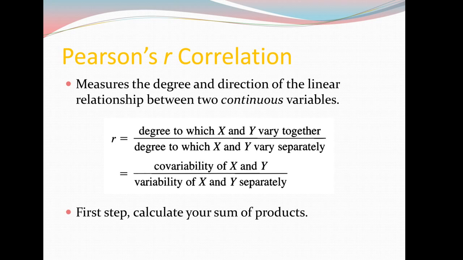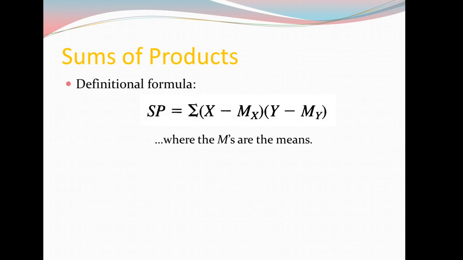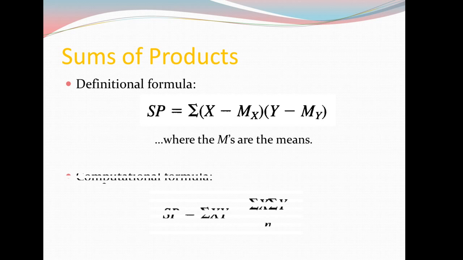First step to do this, we calculate your sum of products. The definitional formula is here, where the sum of products equals the summation of x minus the mean sub x, multiplied by the y minus the mean sub y, summation, where the m's are means. And there's a more simply derived computational formula where you take the summation of xy minus the summation of x multiplied by the summation of y, divided by n.